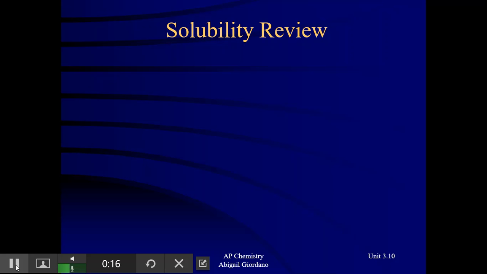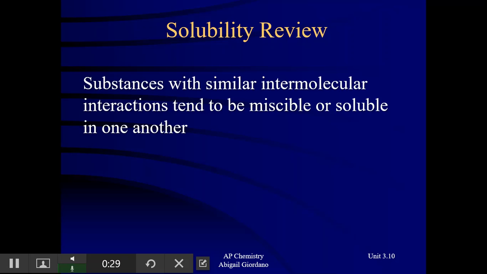So much of what we're going to go over today is actually going to be review of some topics that we have looked at before. So let's just review what we've talked about before. Solubility is all about, will something dissolve or not? And we said before that substances with similar intermolecular interactions tend to be miscible or soluble in one another.